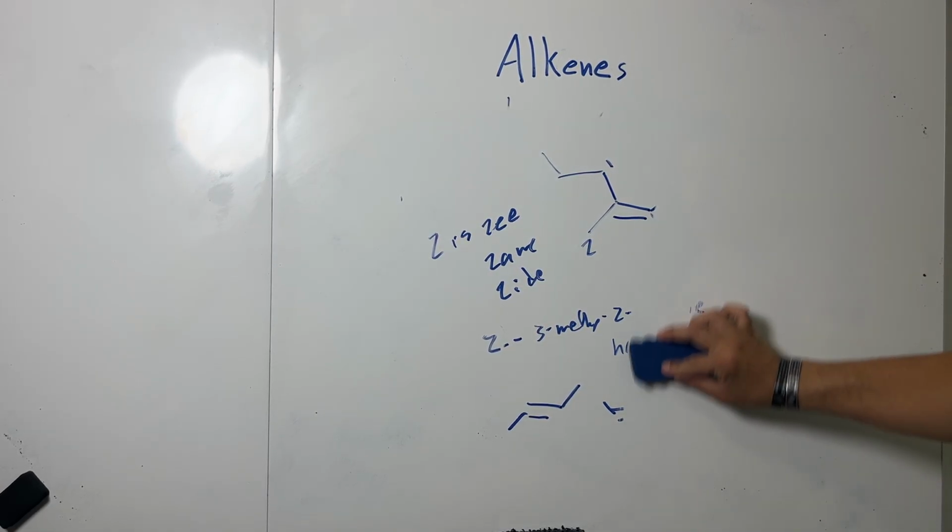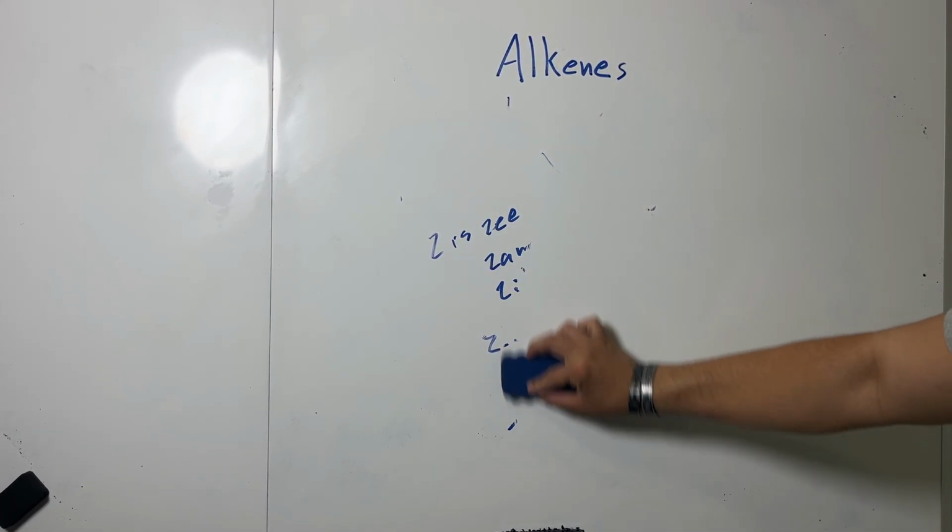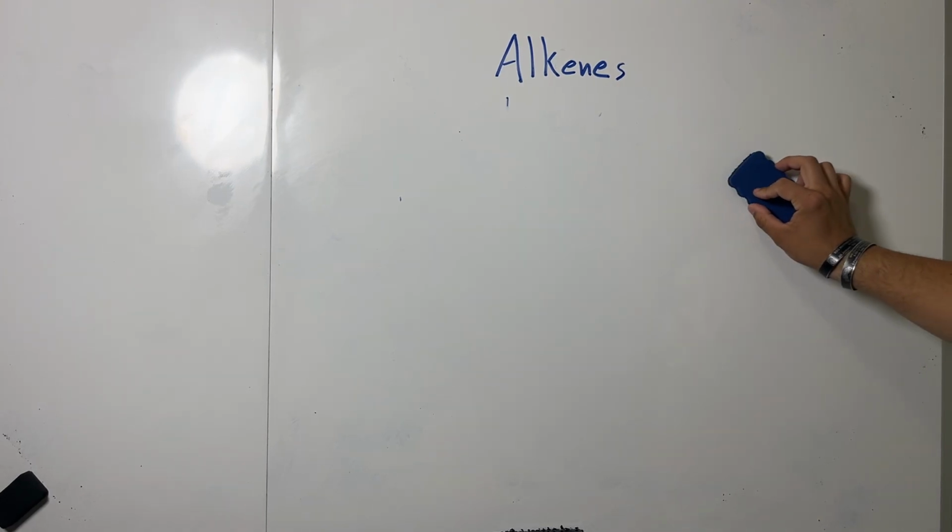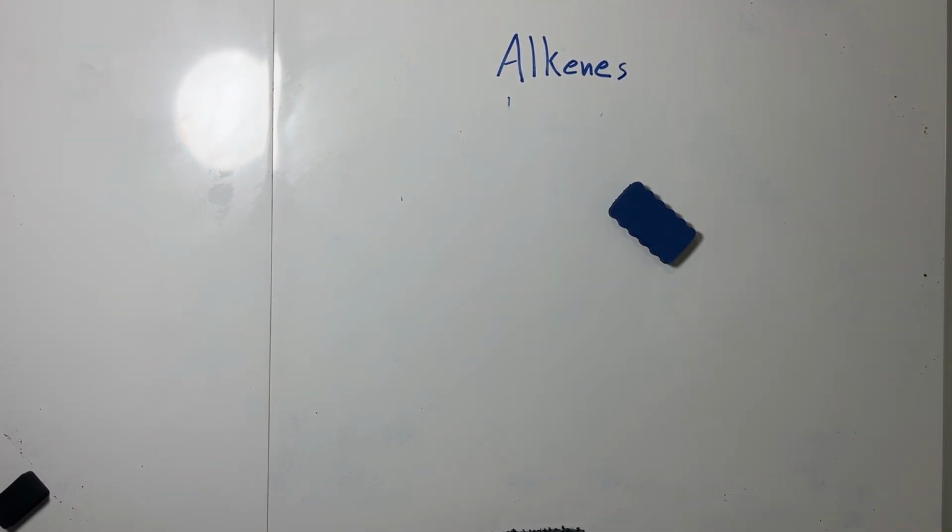Now we're going to get into something else. And I want to say that generally, with your alkenes, if it can be cis or trans, it's generally assumed to be trans because that's the more stable conformation.